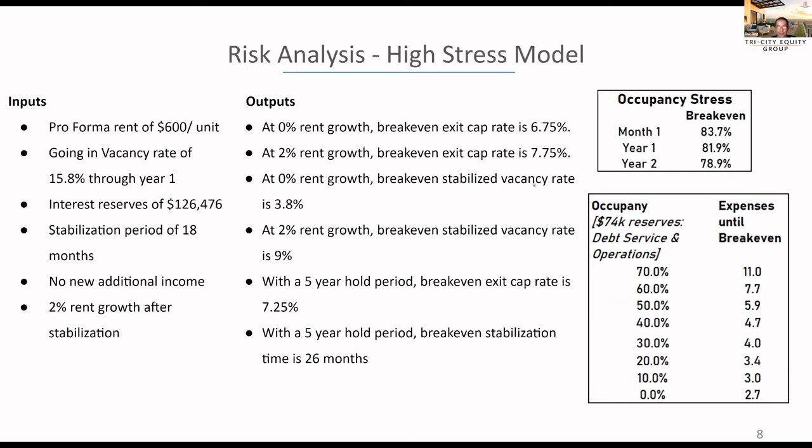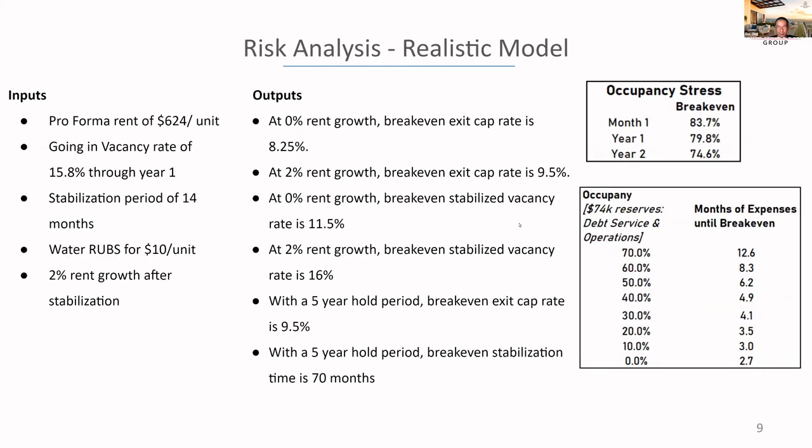So in the realistic model, at the 74 in reserves, we can last for more than a year. That was an iterative process that allowed us to come up with this number for the reserves, because we want to target being able to withstand a 30% economic vacancy for an entire year or more, and still not go into the red.